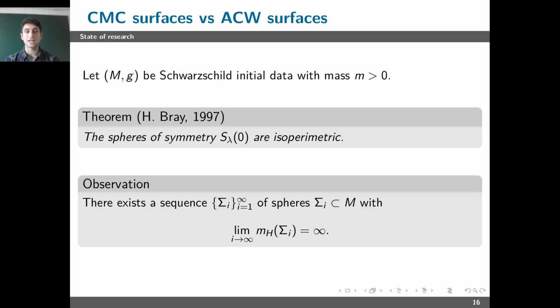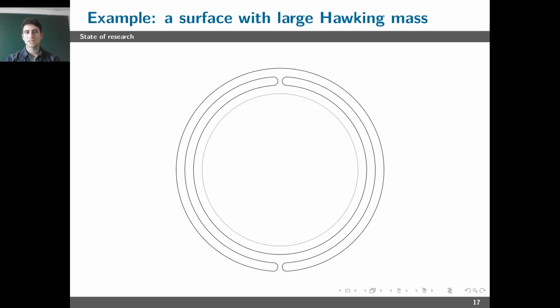That you can find a sequence of spheres in Schwarzschild whose Hawking mass converges to infinity as i tends to infinity. And in particular, the spheres of symmetry are not area-preserving maximizers of the Hawking mass. Okay, so this might be a bit surprising, so let's take a look at what's going on here.